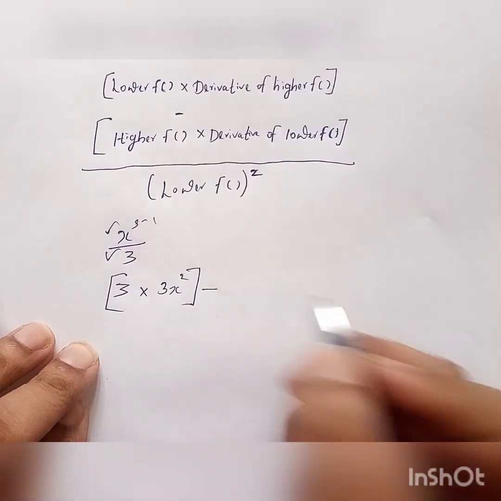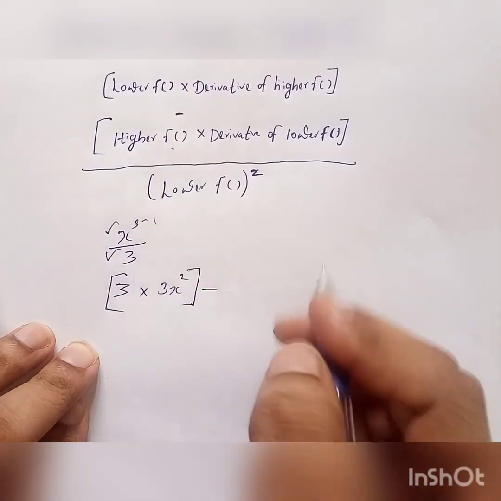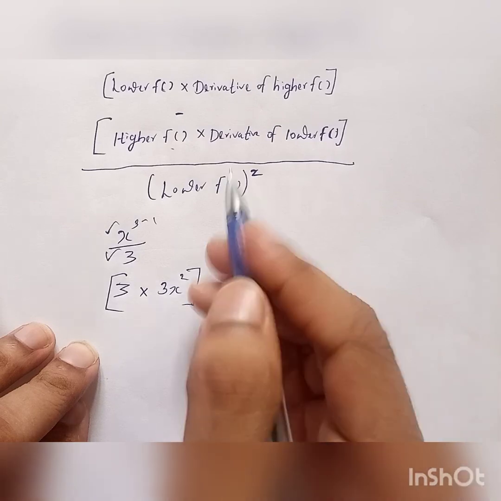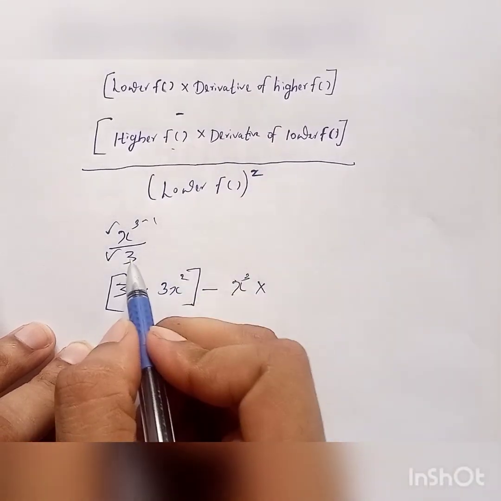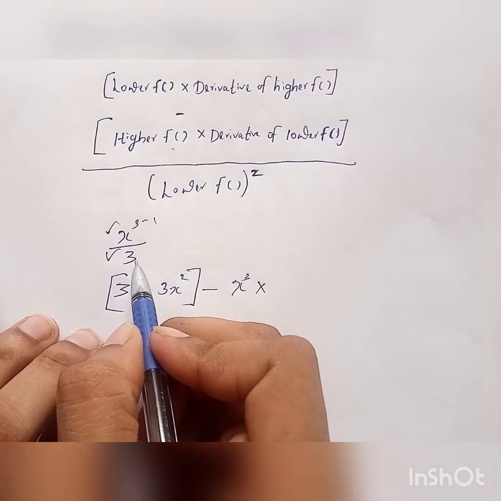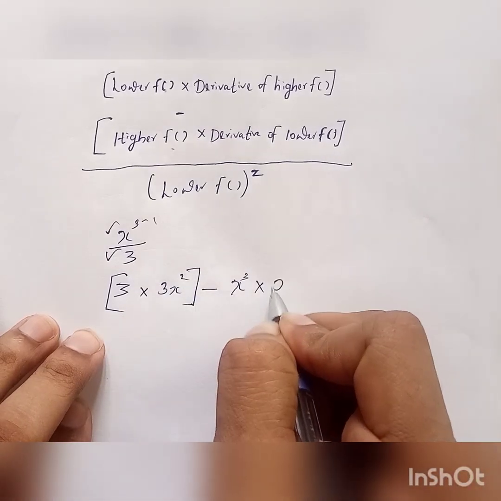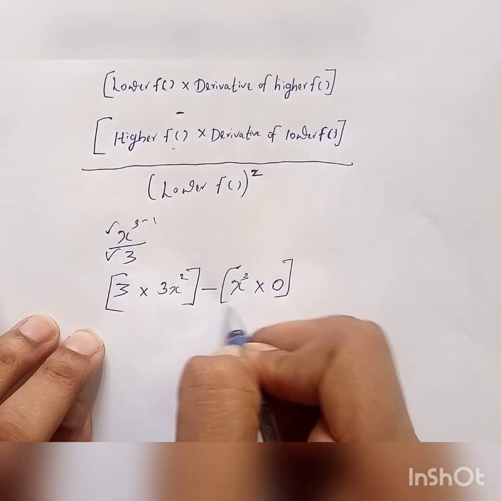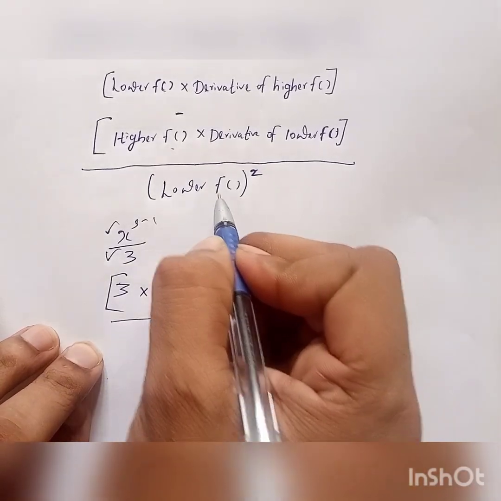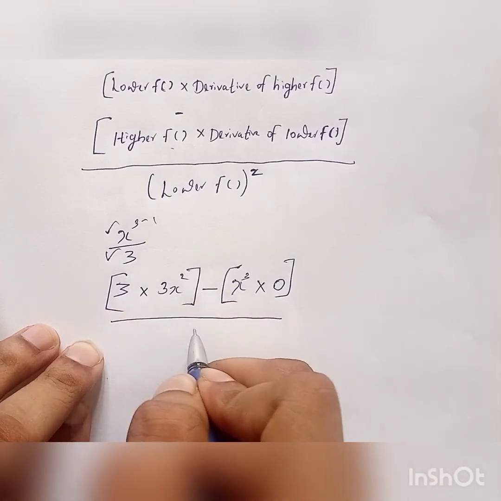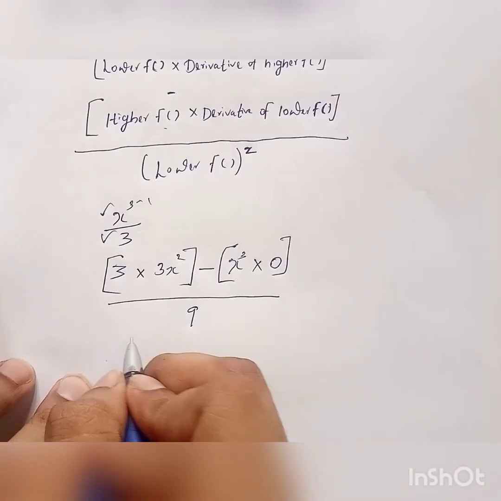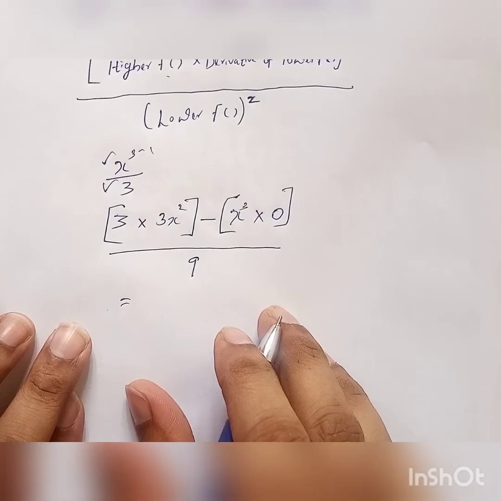Minus, we are keeping the higher function, x cube, multiplied by the derivative of the lower function. We know that there is no x in the lower function, so what will we keep? 0. Then the whole divided by the lower function square. The lower function is 3, so 3 square will be 9.